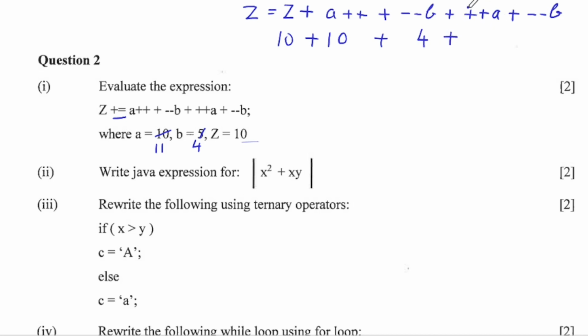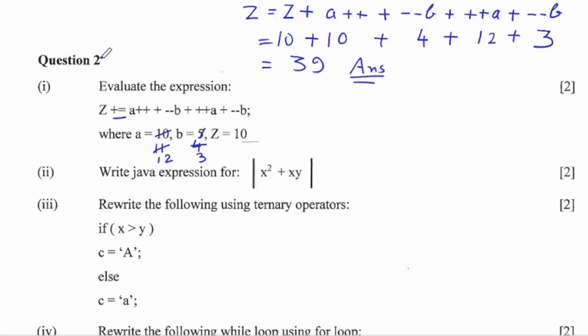Then we come to the next one, and here we are increasing the value first and then we are using it. So the current value of a is 11, that will now change to 12, and then this 12 will be used over here. And now we are at the last term, which is minus minus b. That is, this is a pre-decrement operator. We'll first decrease the value of b and then we'll use that value of b. So the current value of b is 4. 1 less than 4 is 3, and then we'll use the value 3 over here. And the next step is to add up all these values. That is 10 plus 10, 20, 20 plus 4, 24, 24 plus 12, 36, and 36 plus 3, 39. And our final answer for this question is 39.